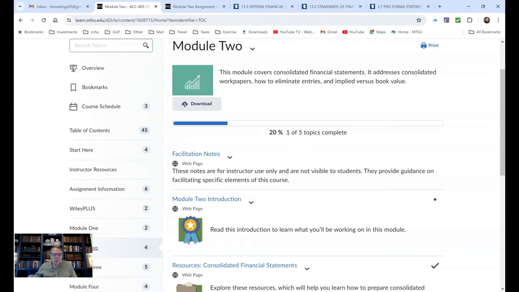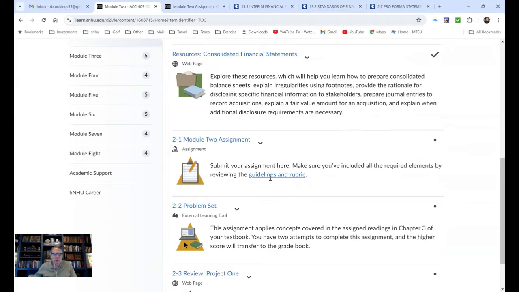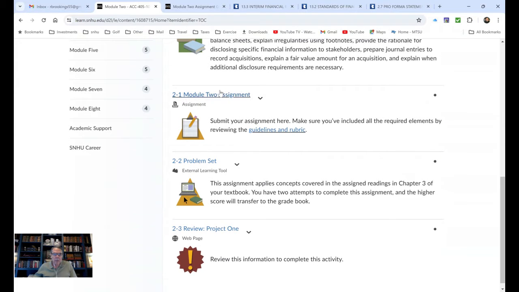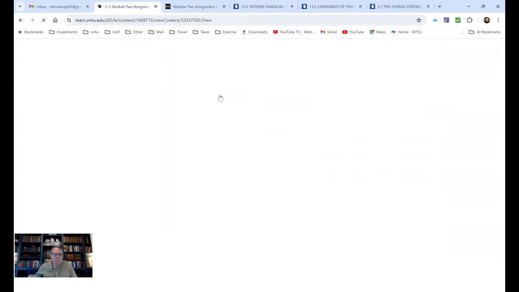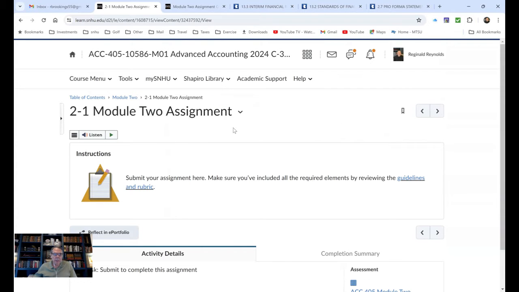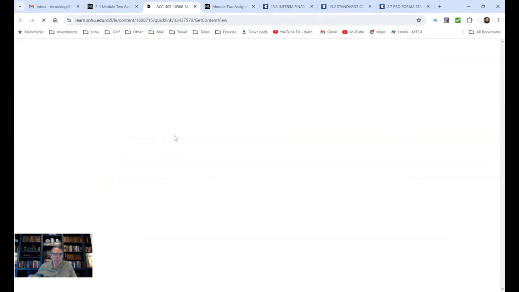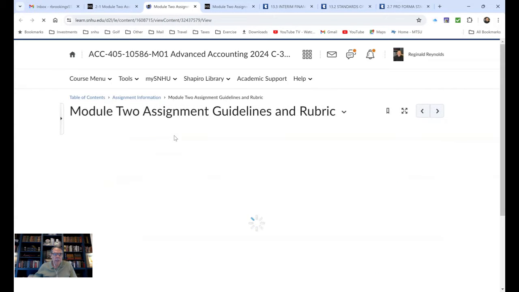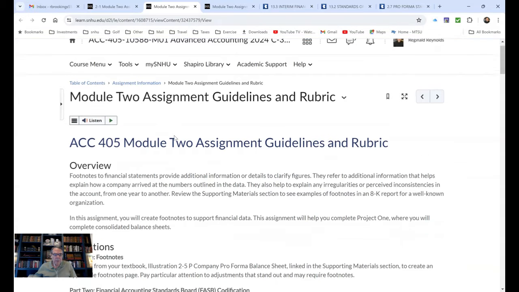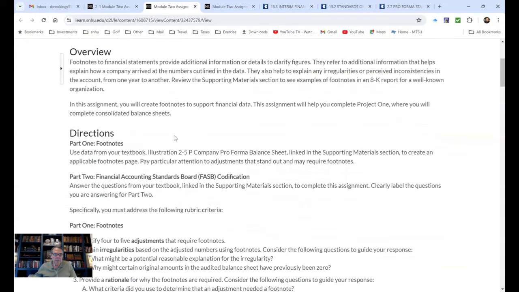Now, you'll go to Module 2, and you'll go to the Module 2 assignment. It's going to take you to this page, and then you click on the Guidelines and Rubric, and it'll talk about the assignment, all right? So the first part of this is footnotes.